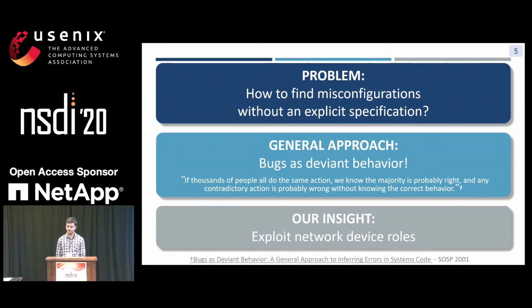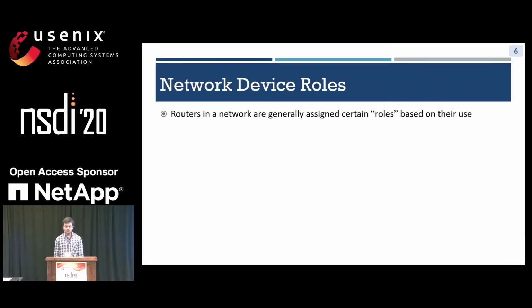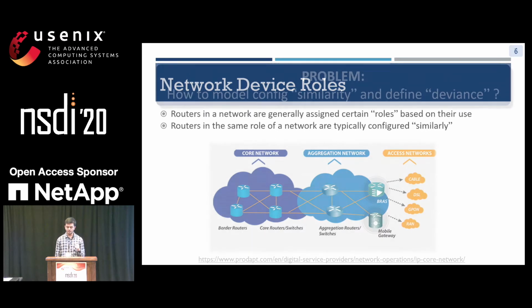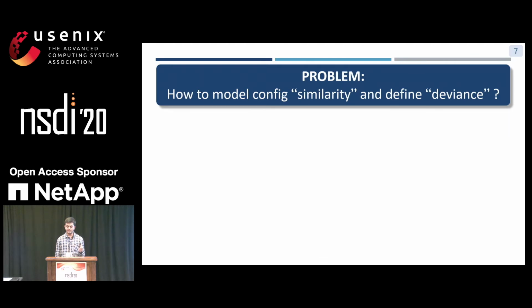But what are these roles? Routers in a network are generally assigned certain roles based on their use. For example, a network can assign certain routers as border routers, which might be performing eBGP with the ISP and might be rich in route policies. Similarly, the internal routers might be called core routers or distribution routers and might be rich in access control lists. And routers in the same role of a network are typically configured similarly. Given this observation, first we have to define when two router configs are considered to be similar, that is, they are doing the same thing, and how to define and identify deviations.